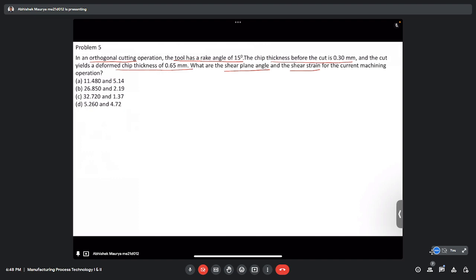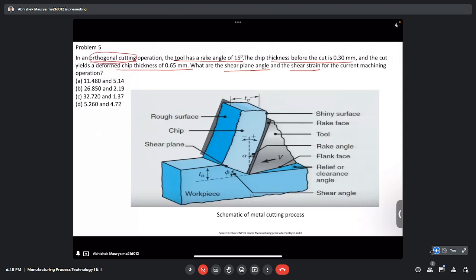Before that, first thing, can any of you confirm that you understand orthogonal cutting? Meaning, what is the difference between orthogonal cutting and inclined cutting? Okay, so basically it is simple.